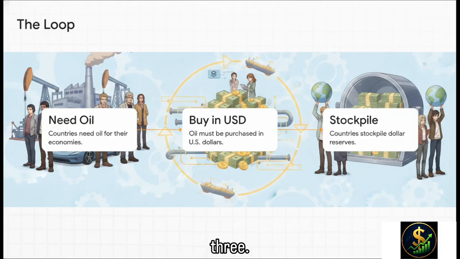Which leads to Step 3. To ensure they can always buy oil and keep their economies running, countries are practically forced to constantly stockpile massive reserves of US dollars. It creates this mandatory, self-reinforcing loop of global demand. Because everyone uses the dollar to buy oil, everyone else is forced to use the dollar too.